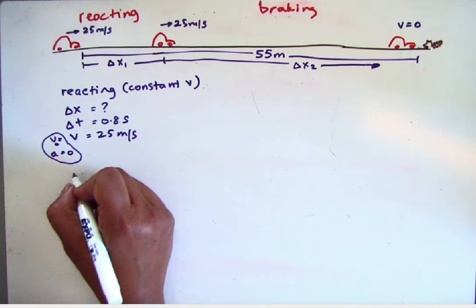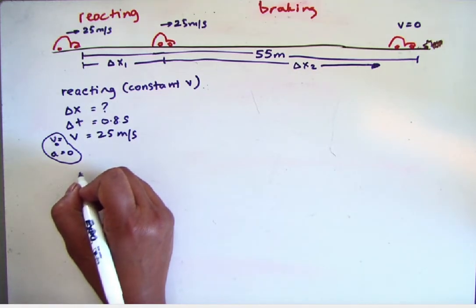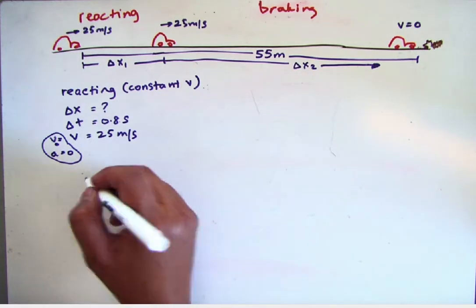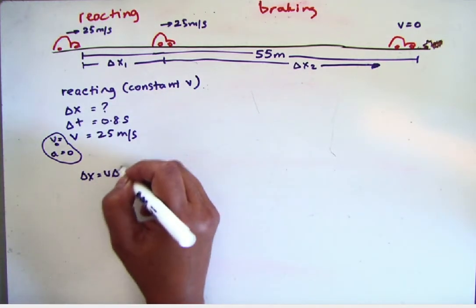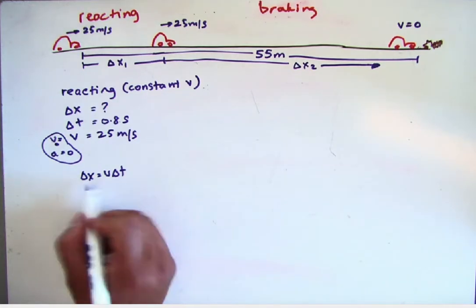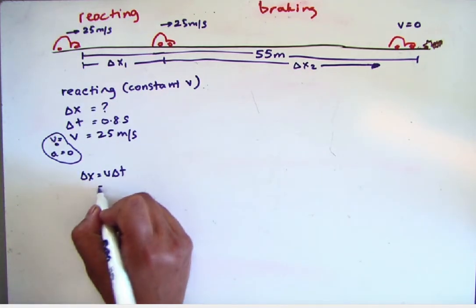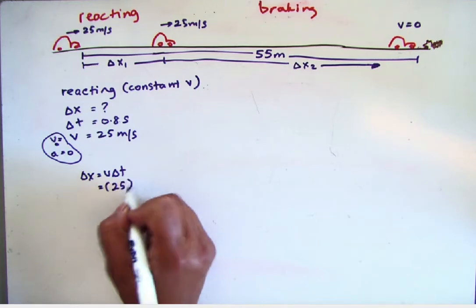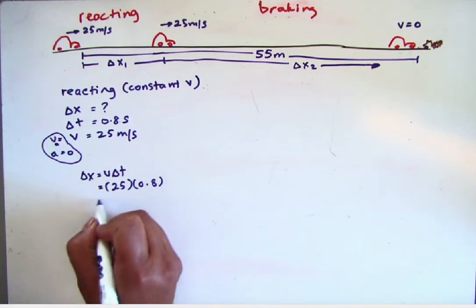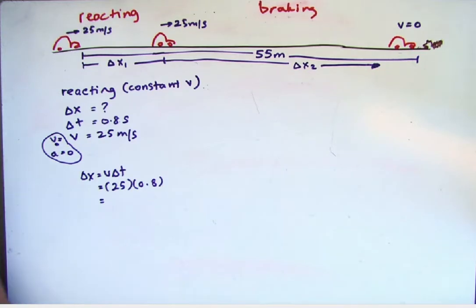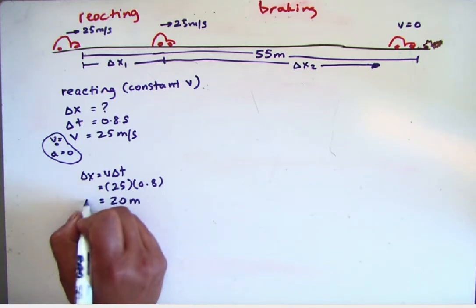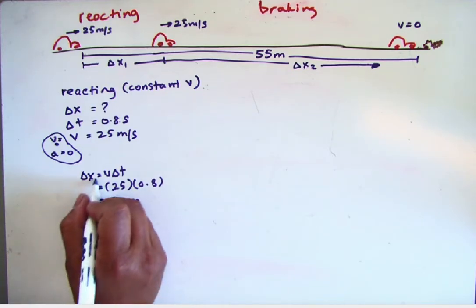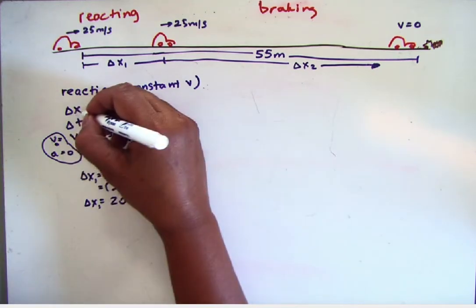So we can use the constant velocity equation, which is just delta x equals v delta t. This is just your d equals rt equation that you're used to in math. And we can plug in the numbers, 25 times 0.8, and we get 20. 20 meters is how far I travel while reacting. So we can call that delta x1, right? We're going to call that delta x1.